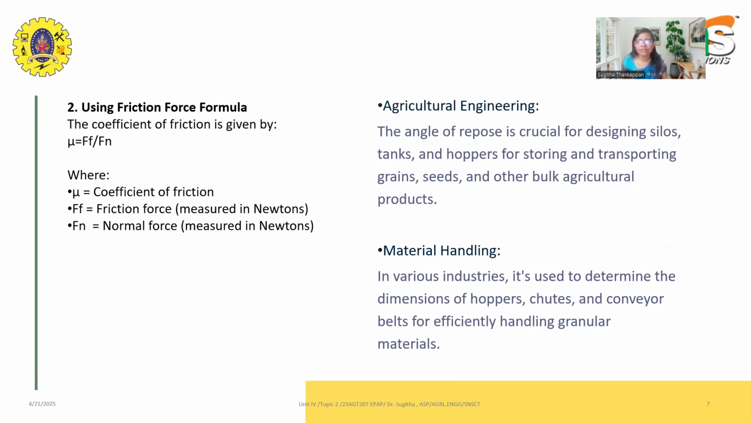We also studied the coefficient of friction. It can be measured by two methods. One is the inclined plane method. Another is the friction force formula, where you have to take into account the friction force and the normal force. And the applications of this angle of repose in agriculture, especially for post-harvest handling of produce, are to design the hoppers, chutes as well as the conveyor, and for handling granular materials.